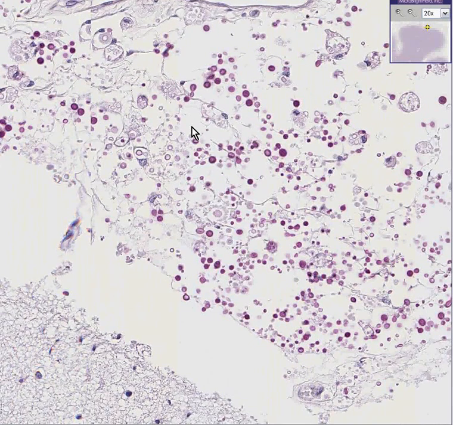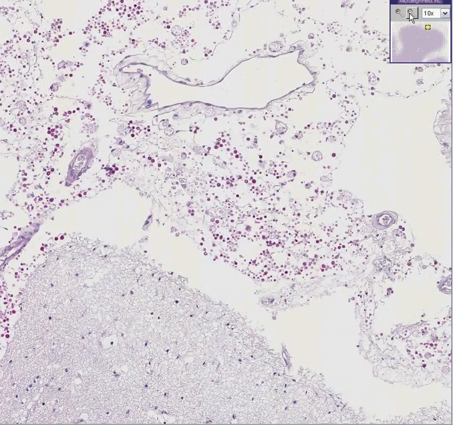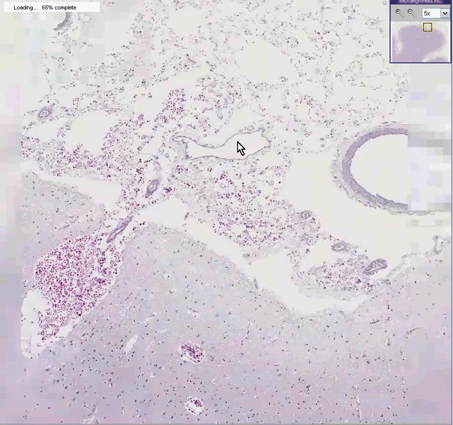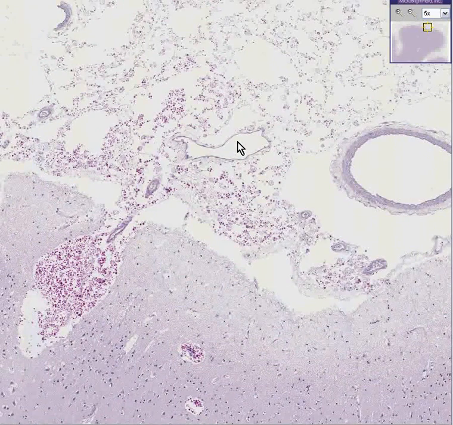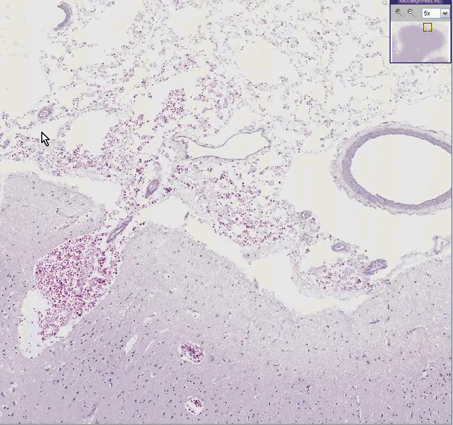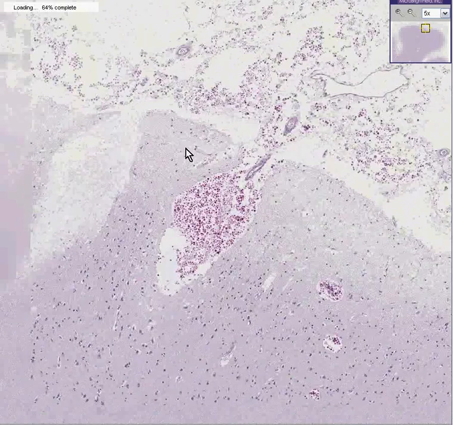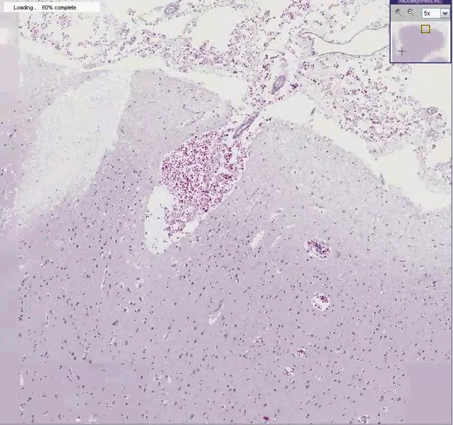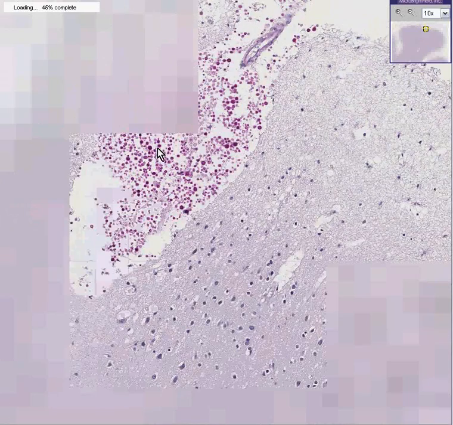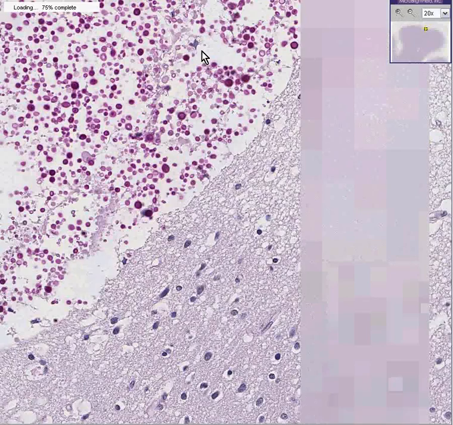The most common yeast form fungus to infect the brain is Cryptococcus, especially in patients that are immunosuppressed, including people that are on chemotherapy. This is cryptococcal meningoencephalitis. And it's really too bad, or maybe it's not too bad, but in this case we're making the diagnosis obviously from the autopsy.